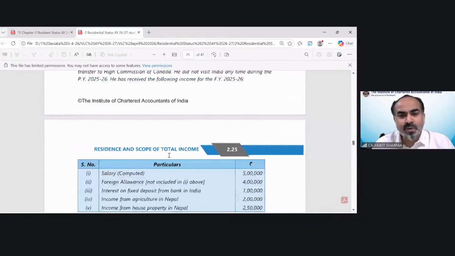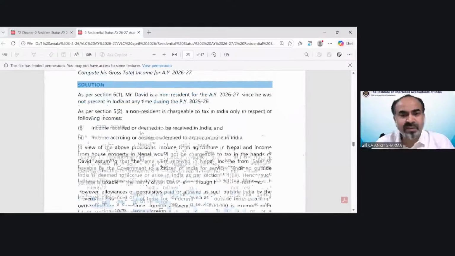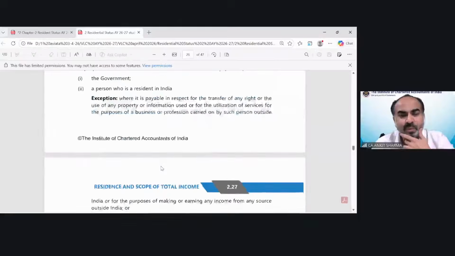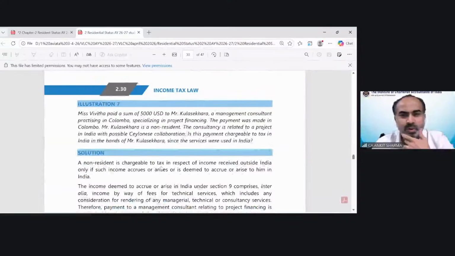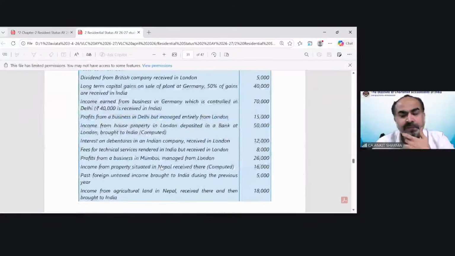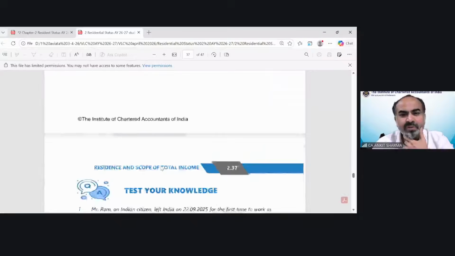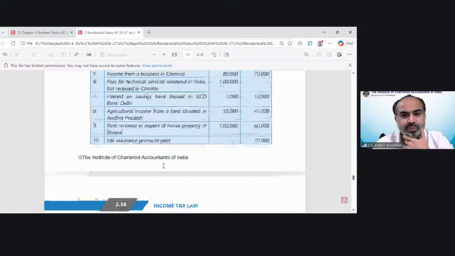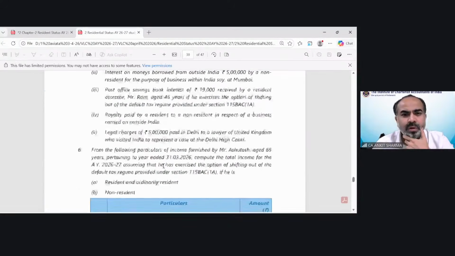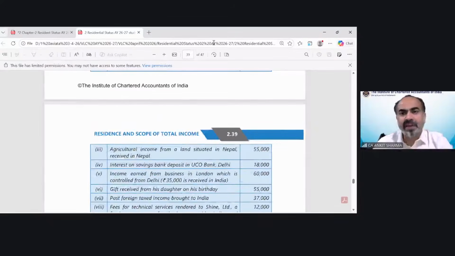Illustration number 6 also you can try. No, 6 no, because 6 is for incidence of tax. So illustration 1 till 5. Then I'll see if there are any more questions for you, or I will suggest some test your knowledge questions also. So illustration 1 to 5 you have to solve, students, and then test your knowledge questions also, write it down. So you will have more practice. Test your knowledge question number 1, question number 2. So only 2 questions from test your knowledge 1 and 2, and illustration number 1 till 5.